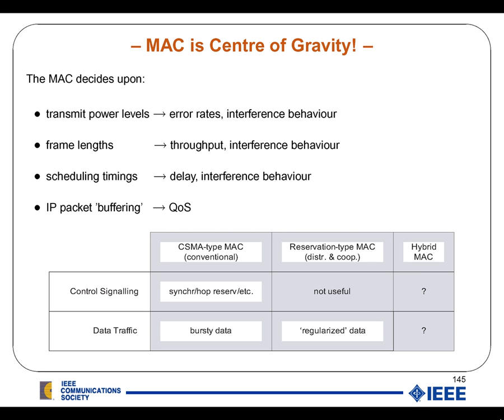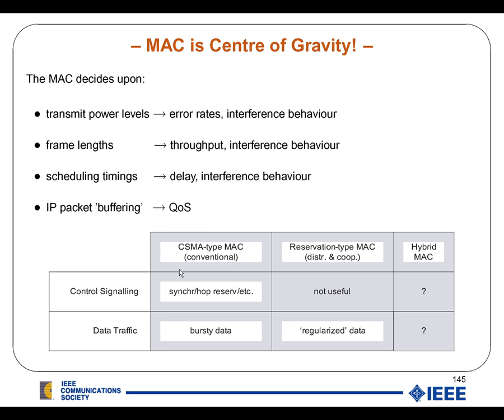It therefore influences the delays as well as interference, and it can also serve as a kind of IP packet buffering because there might be IP packet splitting, which of course has an influence on general quality of service parameters. Generally, there are two types of traffic going through the network. One is the control signaling type of traffic and the other is the actual data traffic.